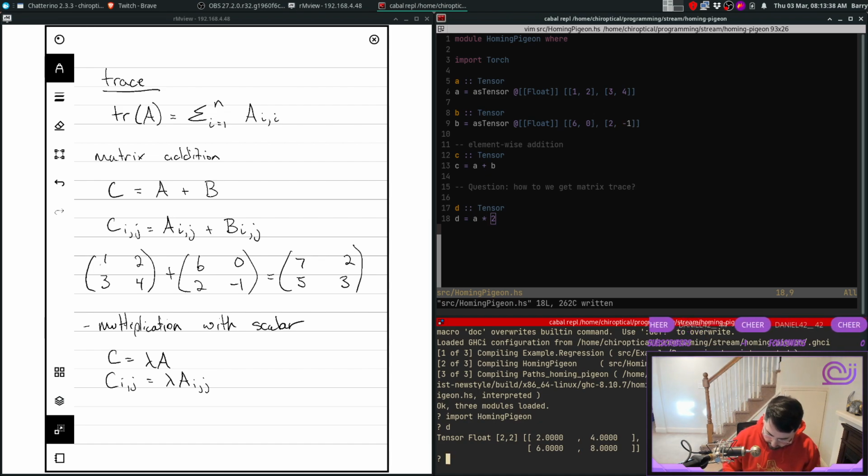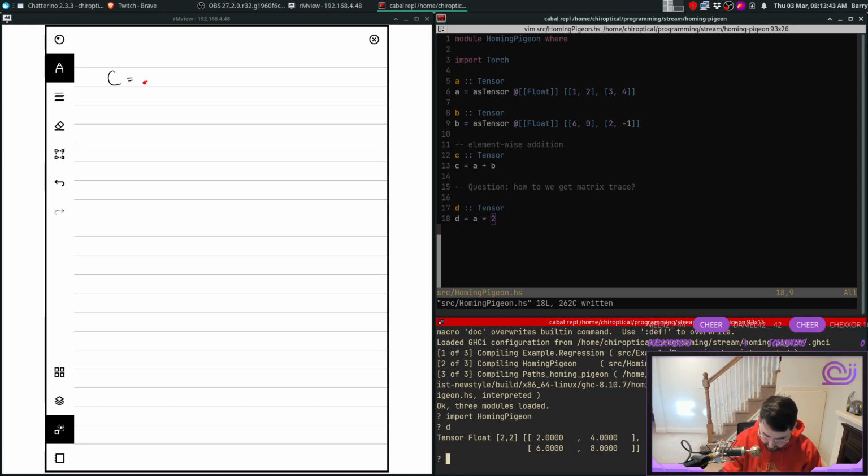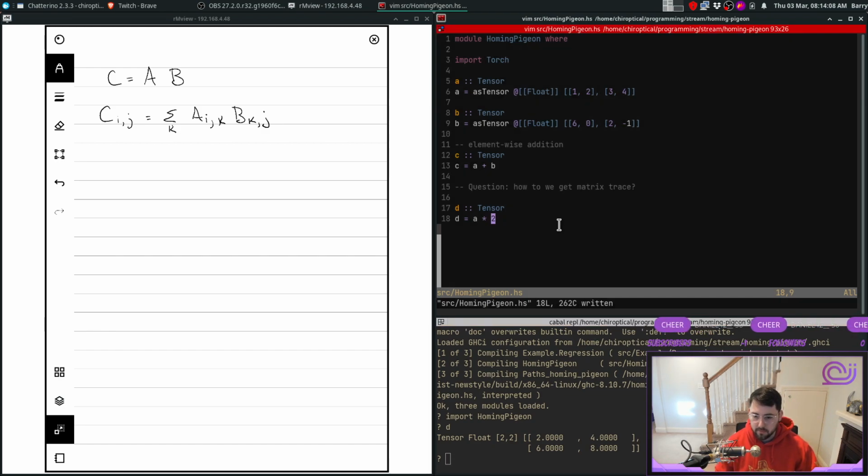Okay, and then matrix multiplication is the next part. So that is basically C equals AB, which written out is Cij. You can't really write that out with just the indices. You're going to write Cij equals the sum over k of Aik Bkj, like so.